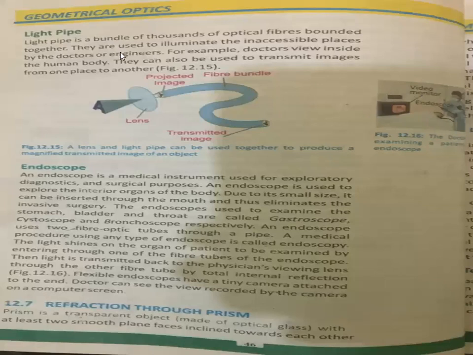Light pipe is a bundle of thousands of optical fibers bound together. They are used to illuminate inaccessible places by doctors or engineers. For example, doctors view inside the human body.